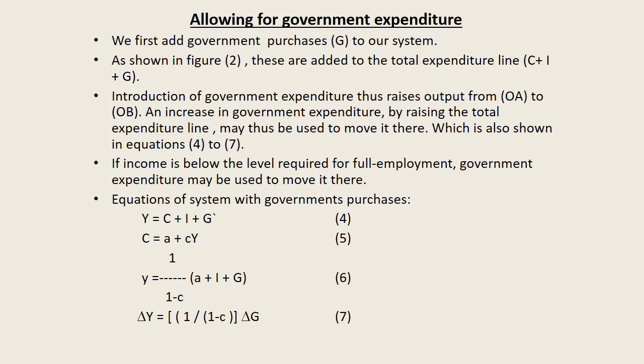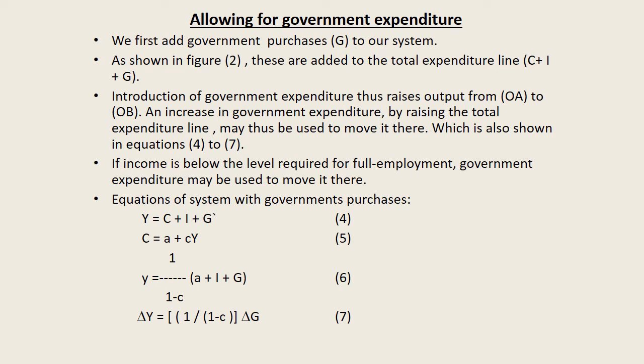The first case we have is allowing for government expansion. We allow government intervention in the form of government spending. In this case, we first add government purchases G to our system. Total expenditure line becomes C plus I plus G. It is shifting upward as a result of government expenditure.